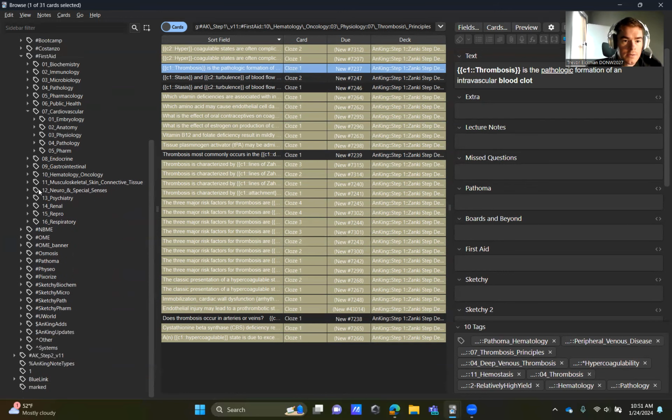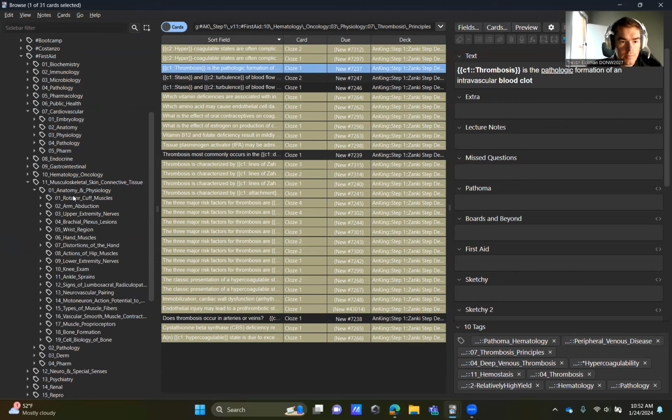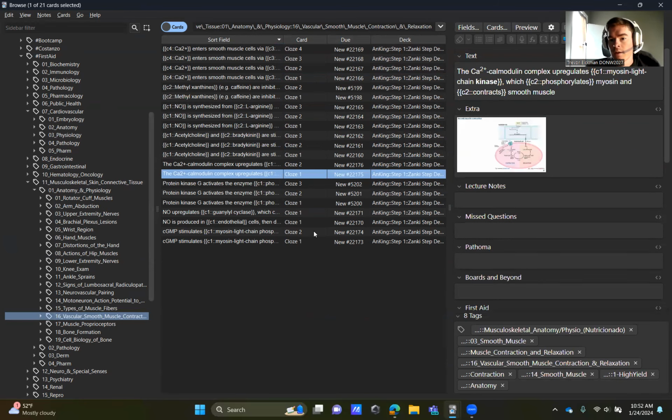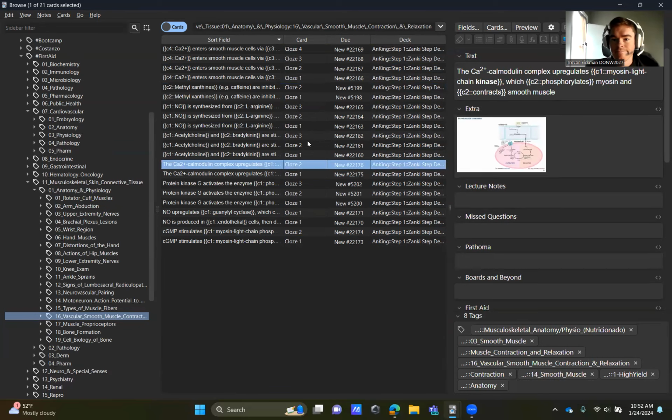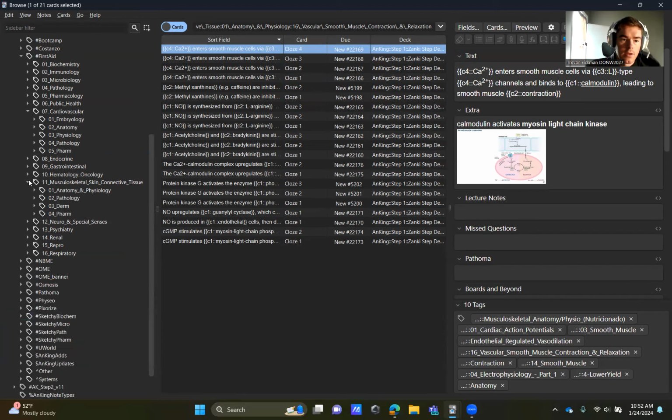And then one last one is going to the musculoskeletal system, because we learned about smooth muscle, and we're going to open up... Let me make sure I got my notes right. Yep. So open up anatomy and physiology of MSK in First Aid. You're going to go down to vascular smooth muscle contraction and activate all that. This is going over the calmodulin and all that stuff that Dr. McCulley went over. So pick that all up. That's really good to have.